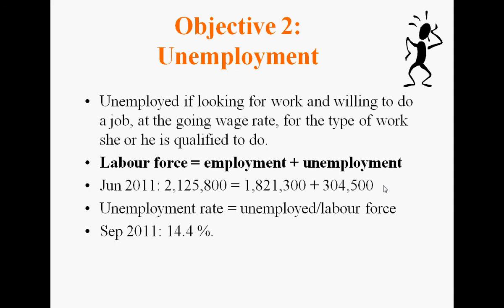Somebody is unemployed if they are looking for work and willing to do a job at the going wage rate for the type of work he or she is qualified to do. So if somebody's qualified for a particular job and people in that job earn 40,000 a year, and this person is looking for 140,000 a year, well, clearly they're not unemployed. They're not willing to work at the going wage rate. They're looking for a completely unreasonable wage rate. So you're unemployed if you're looking for work and willing to do it at the going wage rate.